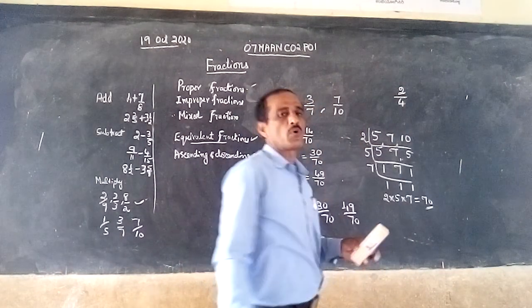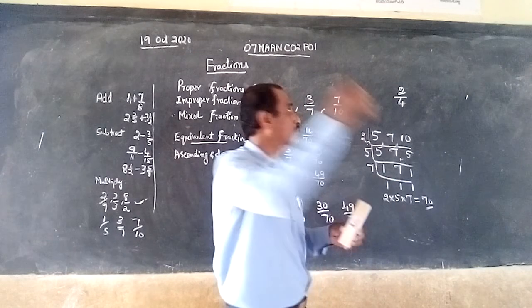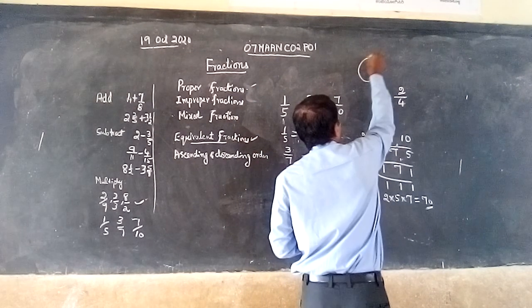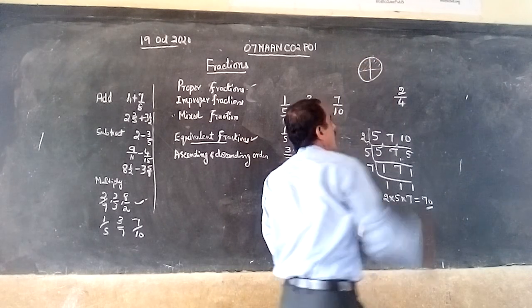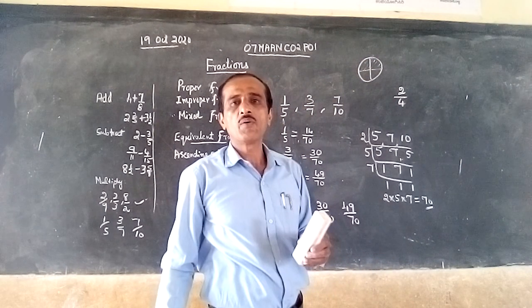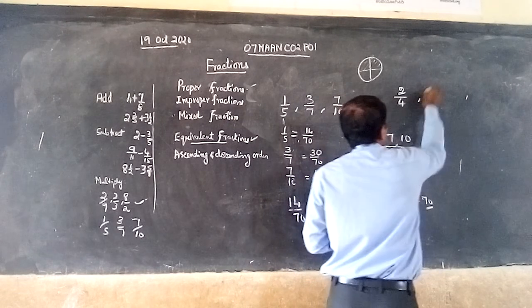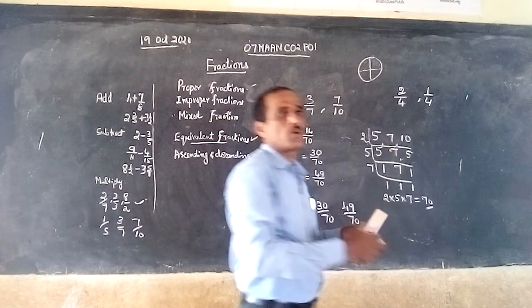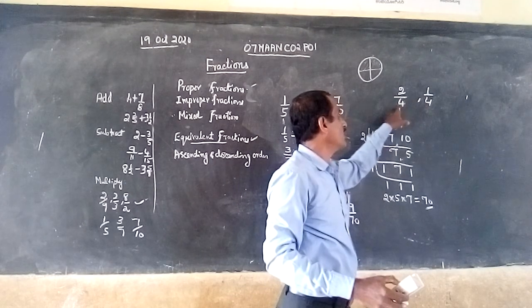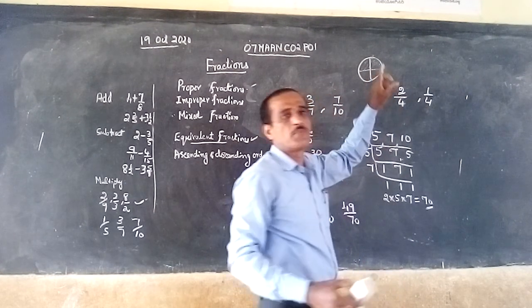2 by 4. 2 by 4 means, out of the total 4 parts, you have taken 2 parts. See this one, isn't it? You can say it as half, 1 by 2 also you can say. See, if you write like this, what is the meaning? 1 part out of 4. Now can you say this is bigger or this one is bigger? So 2 by 4 is bigger.